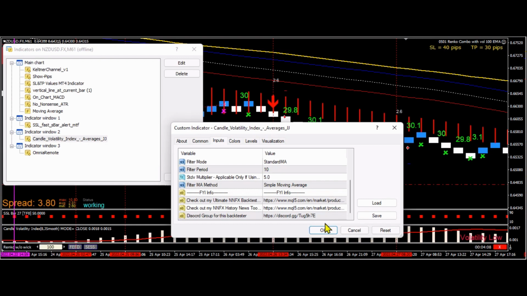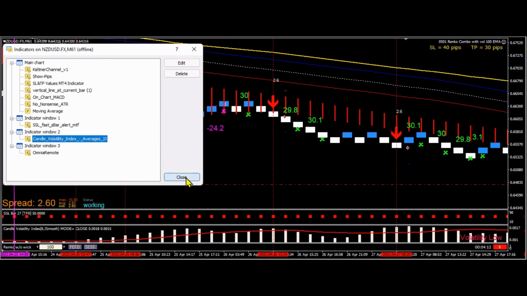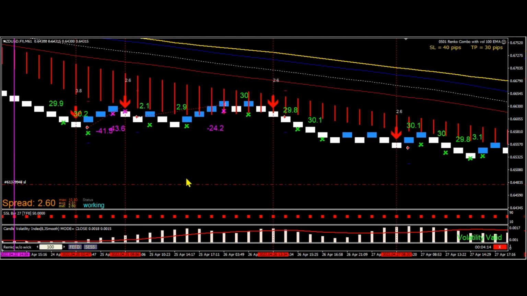Okay, so there you go. There are all of the indicators and their settings. The only other thing is the Renko bricks are set to 10 pips or 100 points in size. So, give it a whirl, try it out.